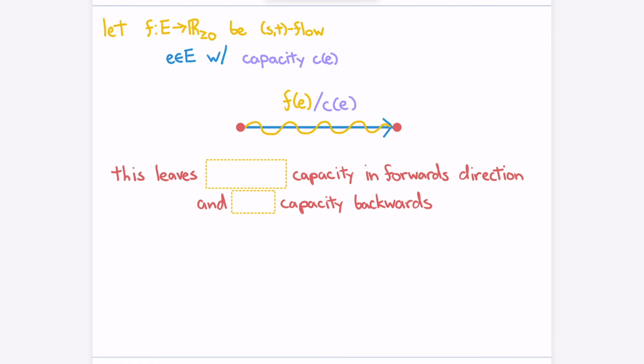So if I have some edge with capacity CE, and I'm using FE, then you have FE minus CE capacity left in the forwards direction, and you add F of E capacity in the backwards direction. If you push 5 units forward, you decrease the capacity by 5, because you used up 5. But now you have 5 more in the opposite direction, because that would be like undoing the flow.